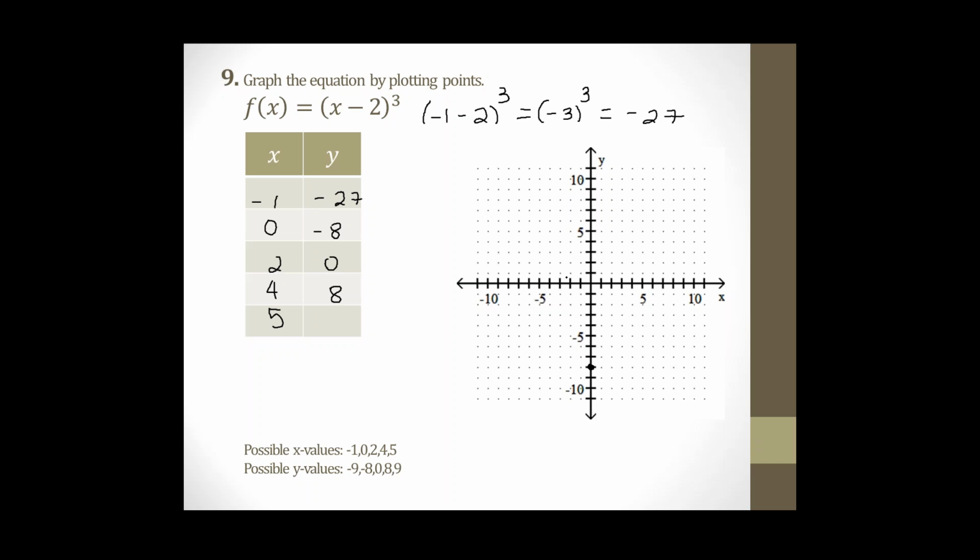Then I have when x is 2, y is 0. So right over here. I may want to get one more point. And when x is 4, y is 8. So 10, 9, 8, 1, 2, 3, 4. So over here. Okay, I guess that's enough. Or should I pick one more point? Yeah, I guess that's enough.